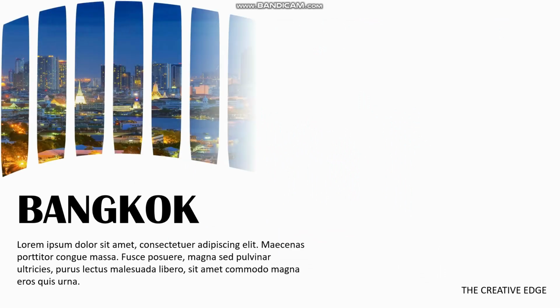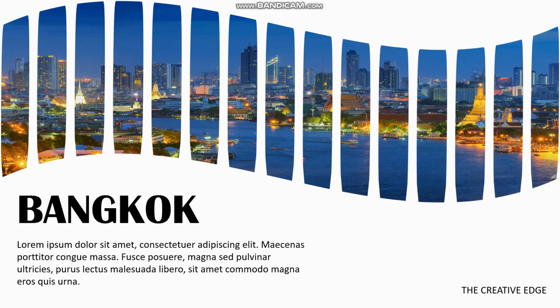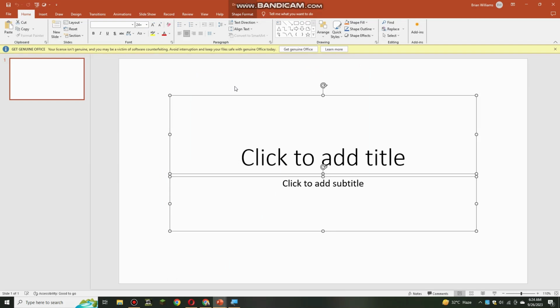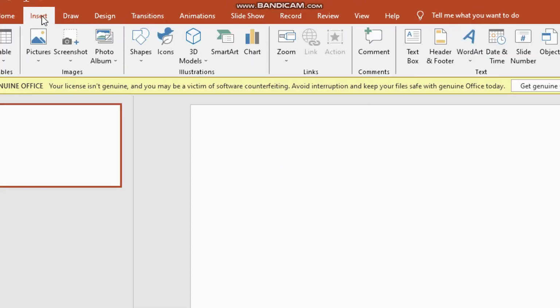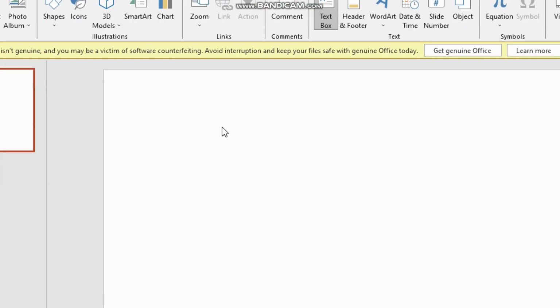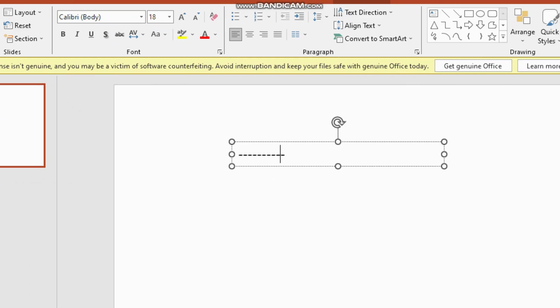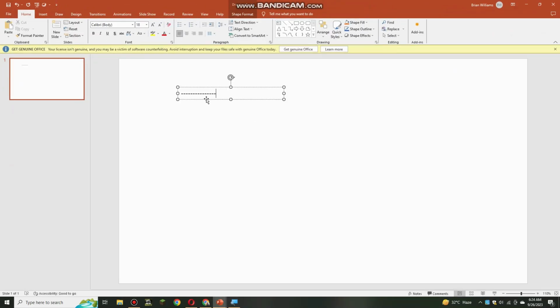In today's video, we are going to make this title slide in 1 minute using a simple trick. Create a blank slide, go to Insert, and insert a text box. Put 15 dashes into this text box.